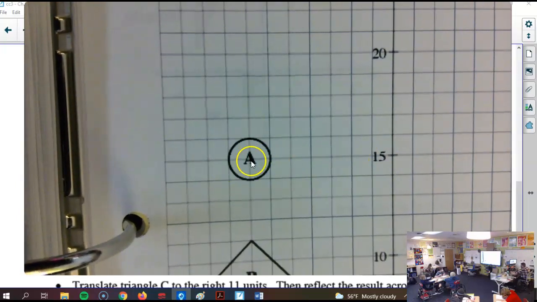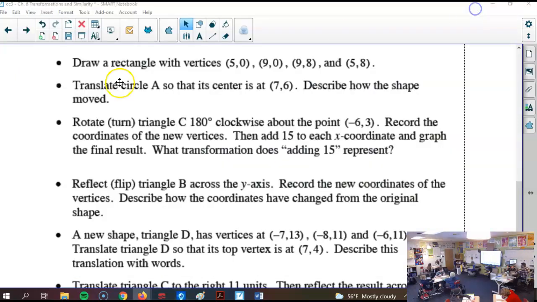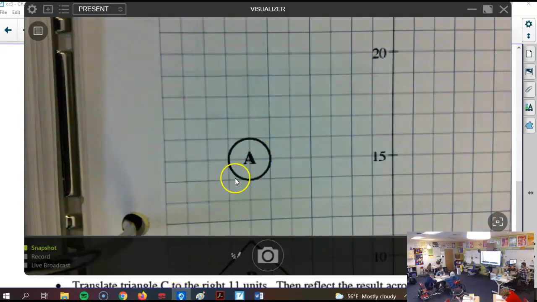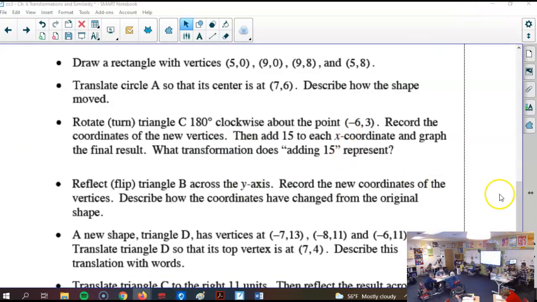So right now, A is centered at -7, 15, but then we get told, translate circle A so its center is at 7, +6. What you really care about when you go to do that is that it stays the same size. So your circle should only be 2 boxes tall, 2 boxes wide.